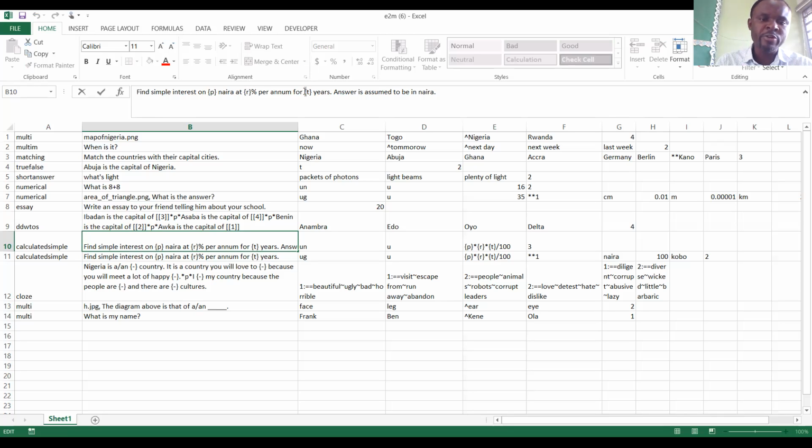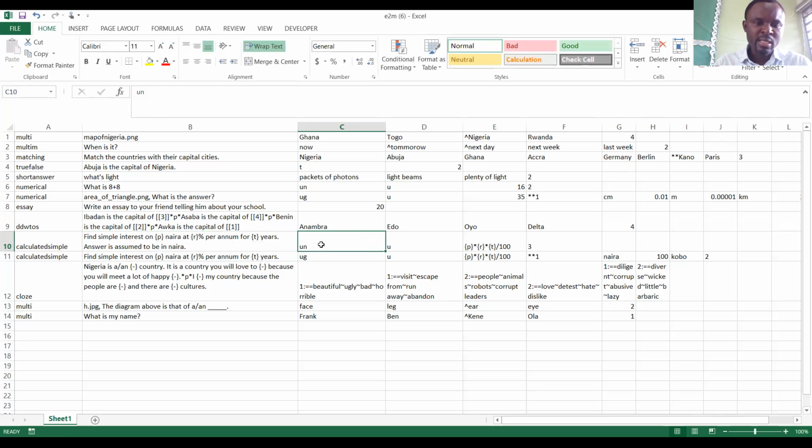So T here is the third variable. Open curly brace, close curly brace. I have a T in between. So that's that. Answer is assumed to be in naira. So we have the unit. The student or the candidate does not need to select a unit for the answer. So the UN there stands for unit none. Unit is not required. You don't have to include units. So that's what the UN there indicates.